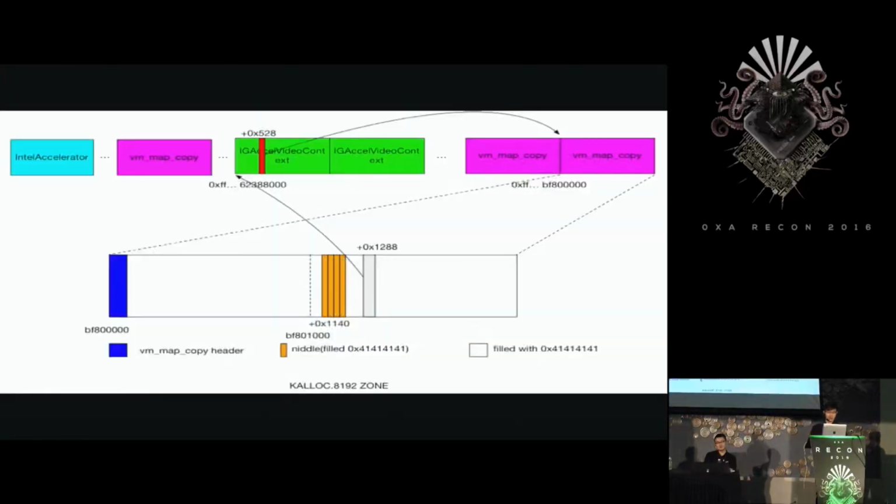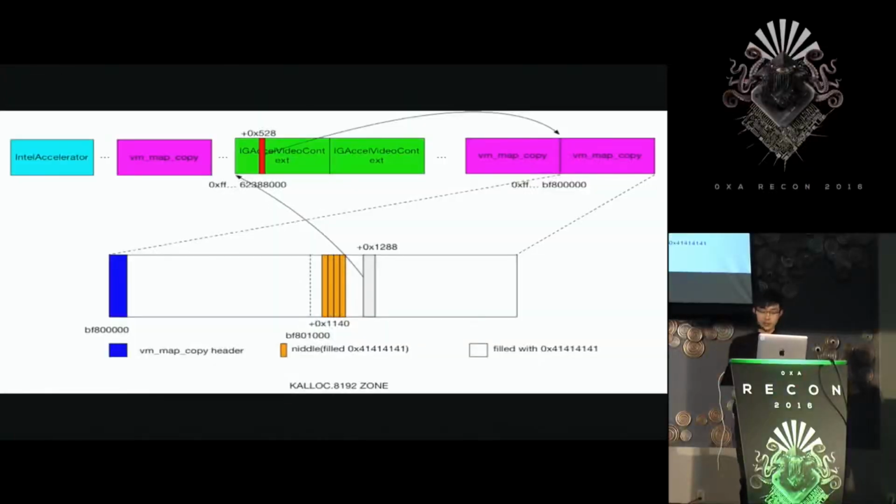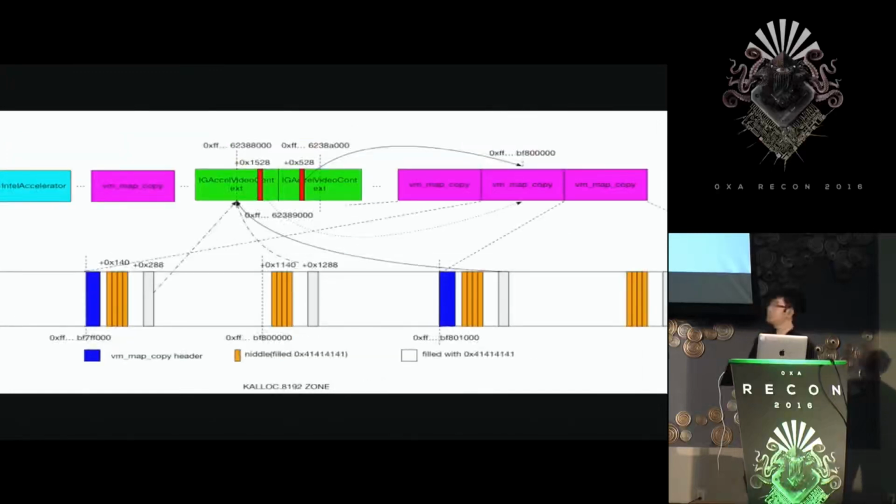And I think this can also be explained in a figure more clearly. This is the ideal situation: in address A, the IGXL video context starts here, and in address B, the VMAP copy starts here. And what if the address A falls right in the middle of an IGXL video context? In other words, the IGXL video context begins at address A minus page size.